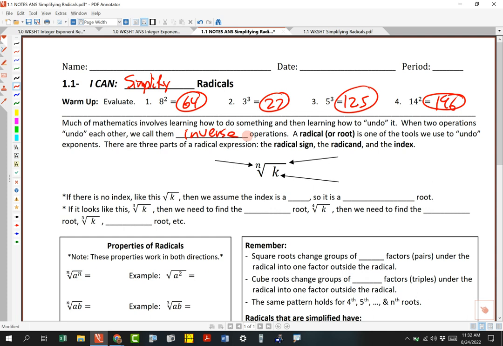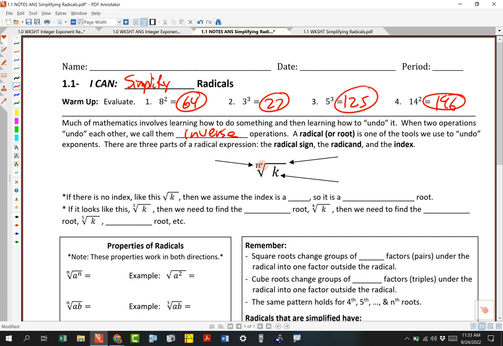Okay, you're going to get really familiar with lots more inverse operations over the next couple of years. So a radical, or in other words, a root, is one of the tools that we undo exponents with. There's another one that you're going to learn hopefully later this year. And there are 3 parts of a radical expression. They are the radical sign, the radicand, weird word, and then the index.